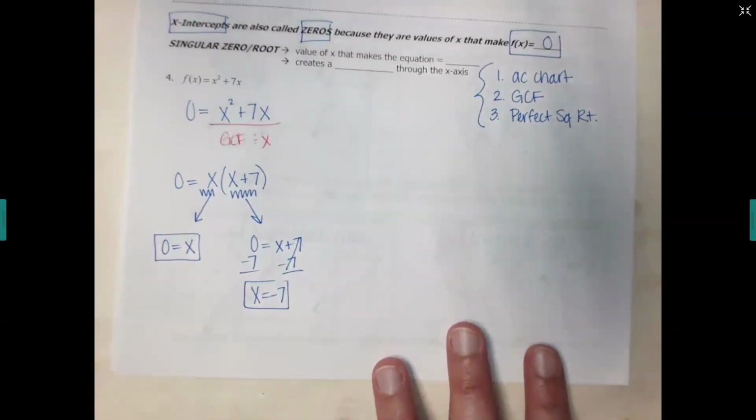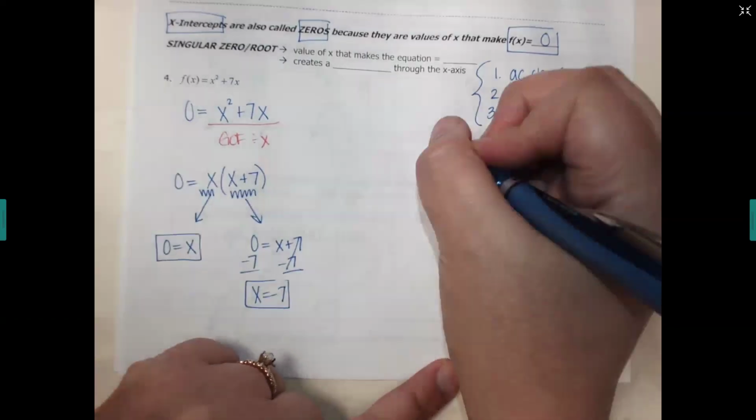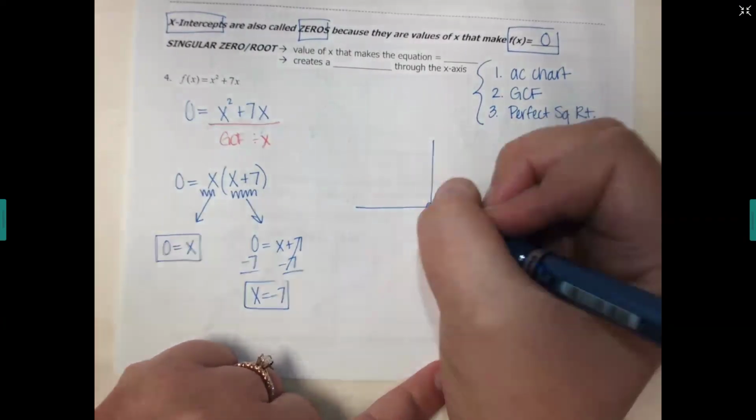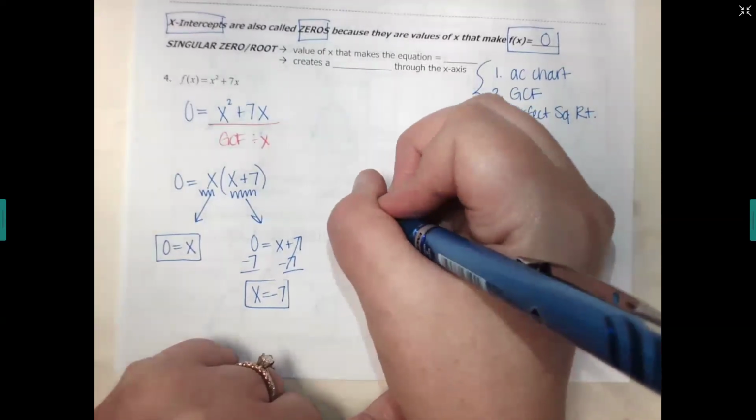Because remember, what is a 0? A 0 is an x-intercept. So give me a graph. Put a dot at 0. Put a dot at negative 7. 1, 2, 3, 4, 5, 6, 7.